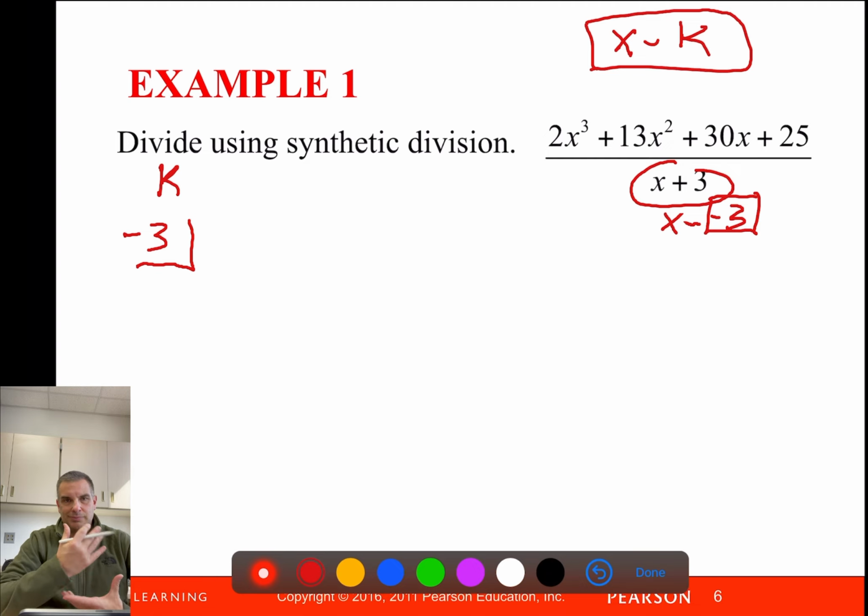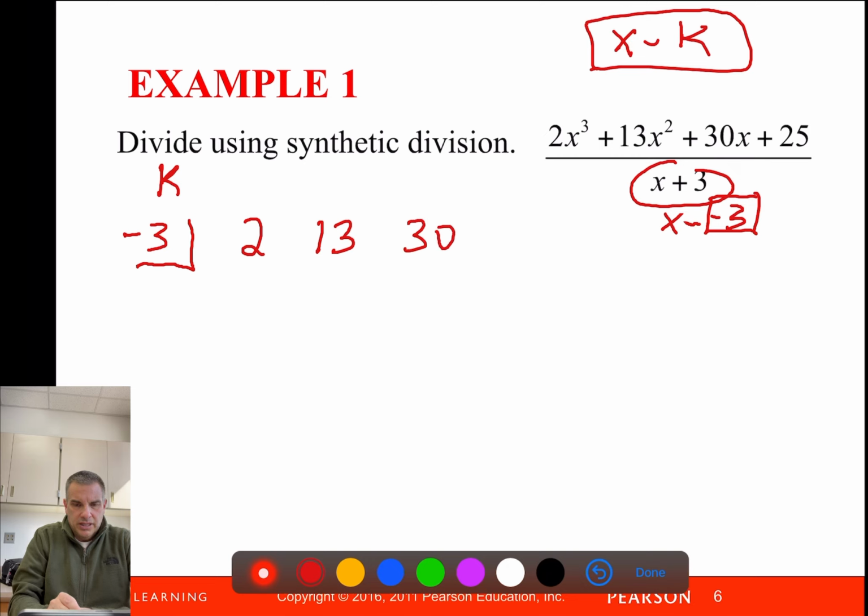Real world wise, it's kind of the opposite of what you see in there. So if you see x plus 3, you're going to put a minus 3 in the box. If you see x minus 4, you're going to put a positive 4 in the box. It's kind of the opposite of what you see. And then we're going to continue down, and we're just now going to look at just the numbers, constants, in the numerator. So we've got a 2, we've got a 13, we've got a 30, and we got a 25. Now, one of the things that you have to check when you're doing synthetic division is you have to make sure, one, it's in standard form.